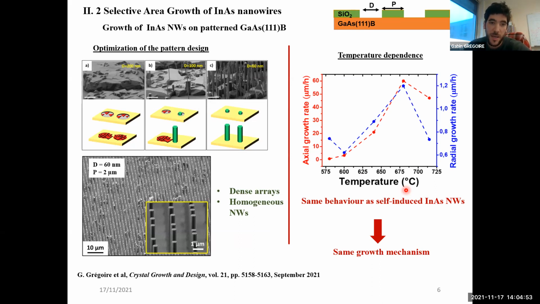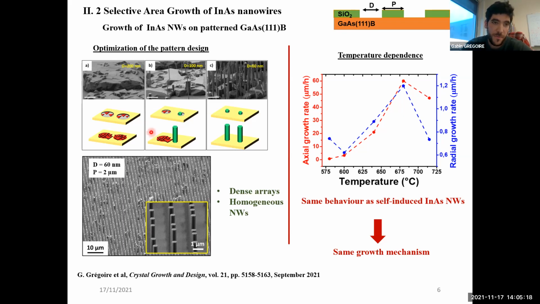homogeneous diameter and length, we switched to selective area growth. Using patterned substrates, we first tried on gallium arsenide 111B substrate, since it is easier to nucleate on gallium arsenide substrate. So first we have to determine the ideal pattern. We first study the effect of the opening diameter.